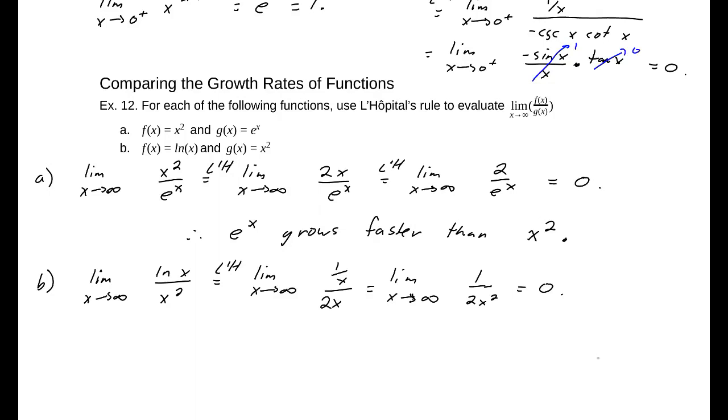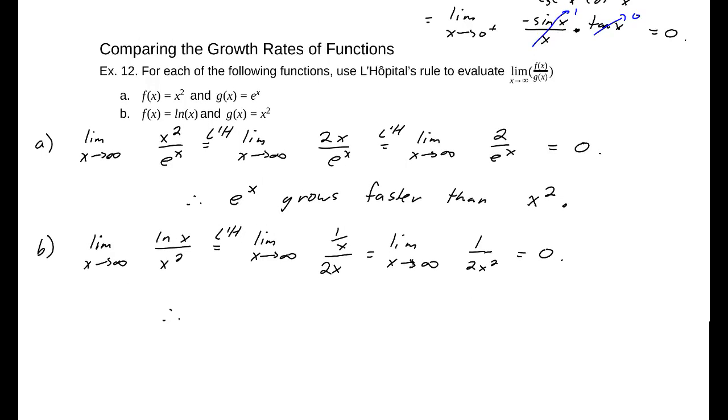which equals 0. This shows us that x squared grows faster than natural log of x, which is not quite as obvious, but you could convince yourself very easily by looking at their graphs over a short period of time.